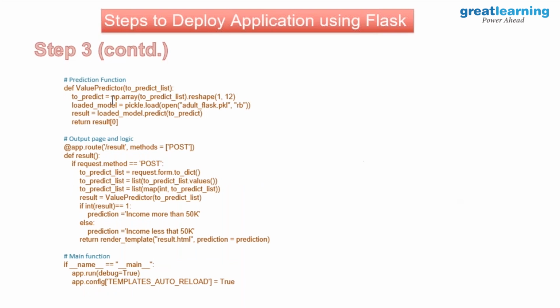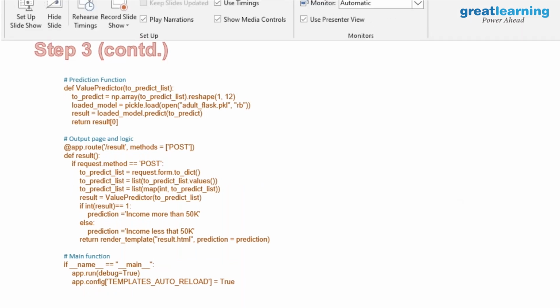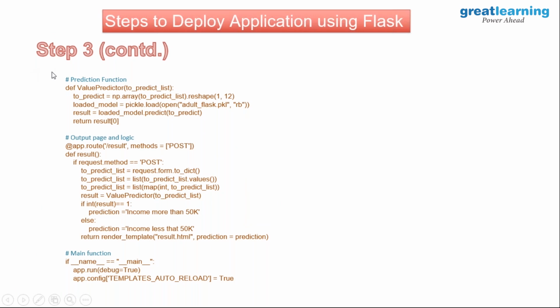The fourth block of the code is talking about the model which you have created. Okay, and herein I am using adult flask.pkl. This is the file which I have created using the pickle library, and this is what I define as a prediction function, which means those user inputs which I am getting will be processed from there. The next part which I am giving is an output page.